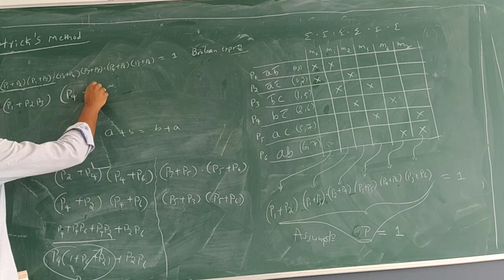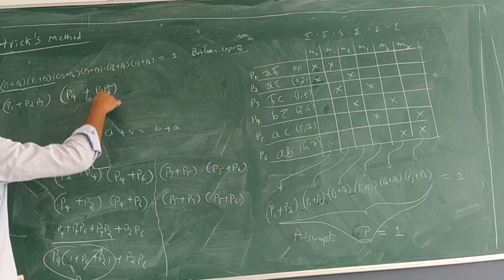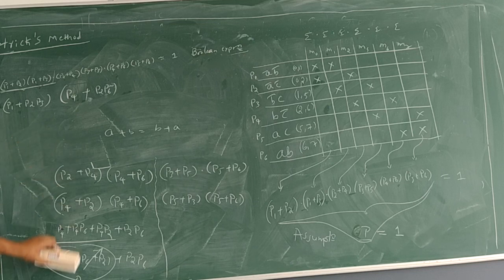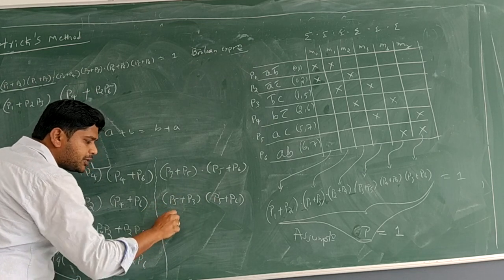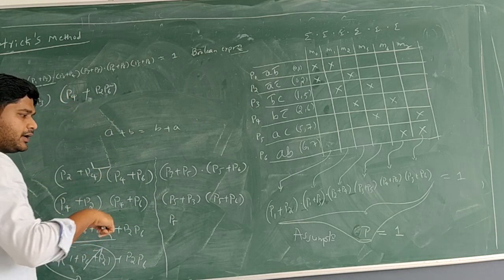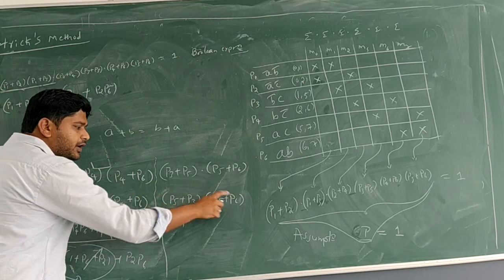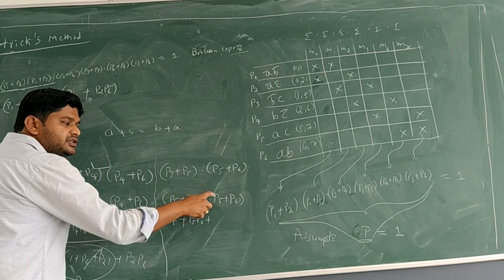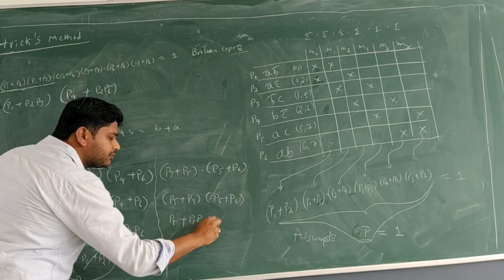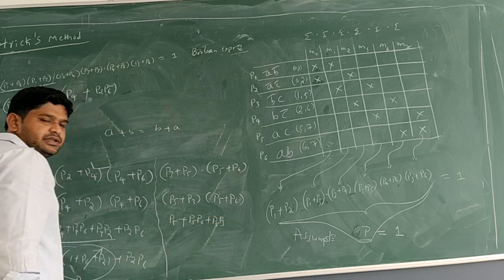P4 plus P2 P6. Okay, this half is done. Now P5 into P5, 2 times P5, I will write only one time because both are same. P5 into P6, P5 into P6. Next, P3 into P5. First I will write P5, then I will write P3.